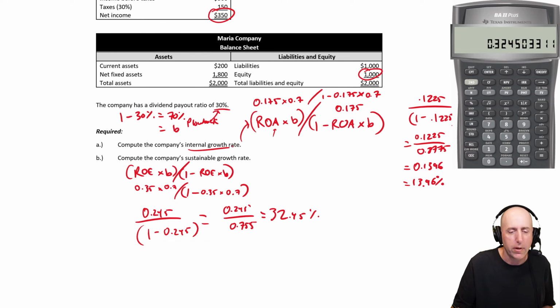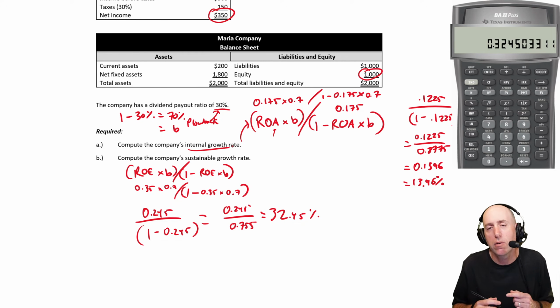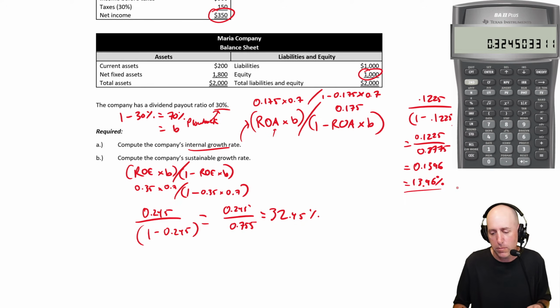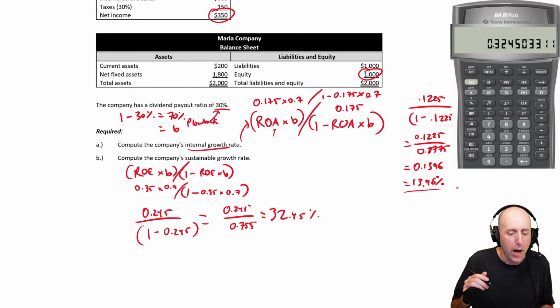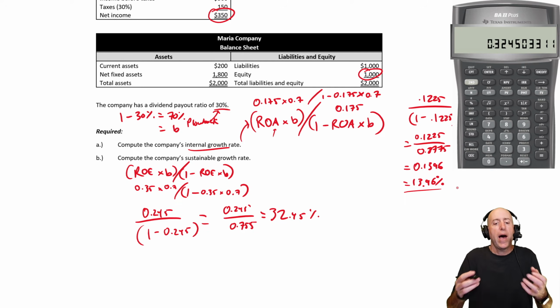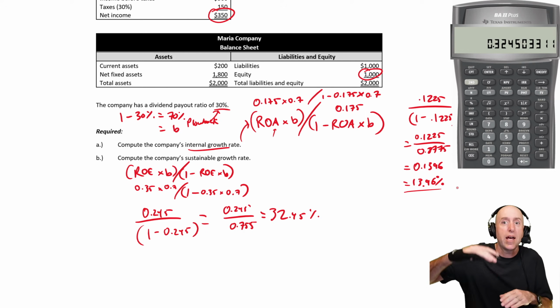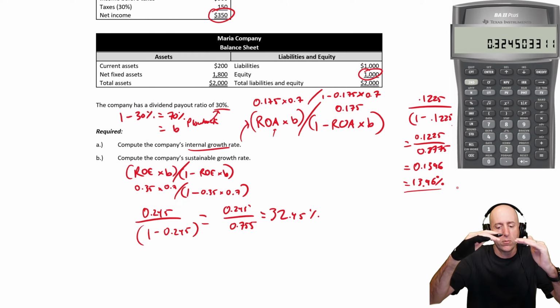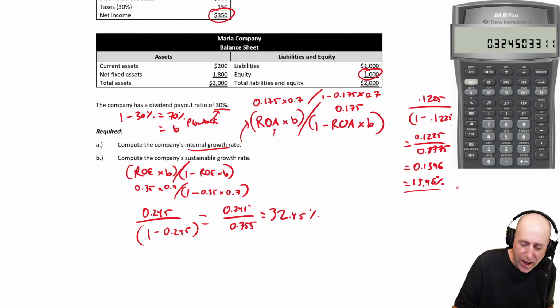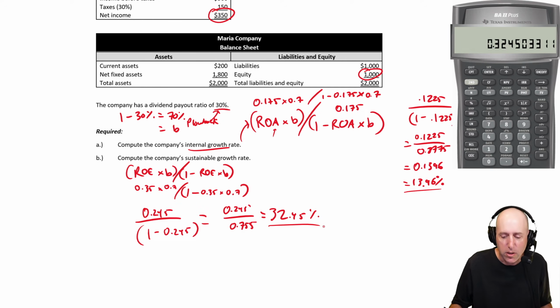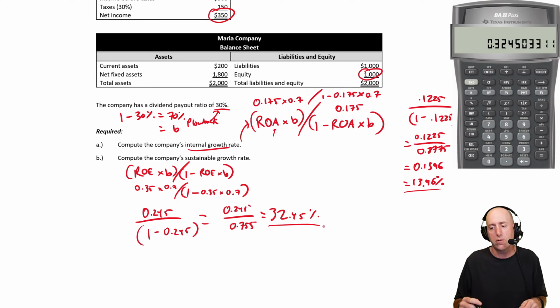The internal growth rate tells us how quickly can this company grow without taking on a single dollar of debt. So the company can grow about 14% per year. The sustainable growth rate is how quickly can the company grow while maintaining the same debt to equity ratio. That means it takes on more debt, but the debt grows in proportion with the equity. So the fastest it can grow there is 32%. So it can grow faster. The sustainable growth rate is always going to be higher than the internal growth rate.